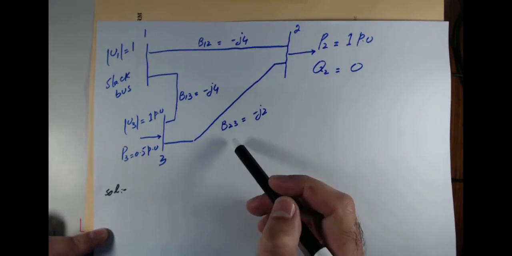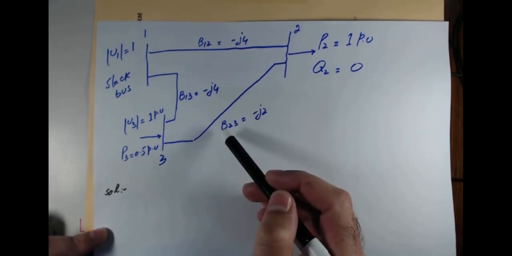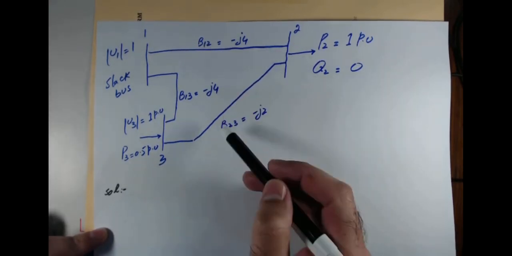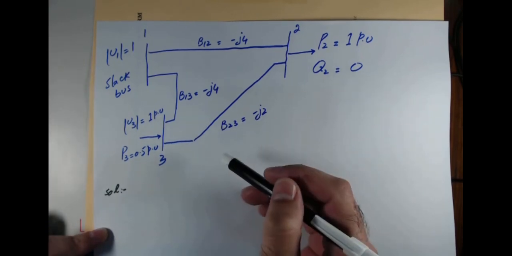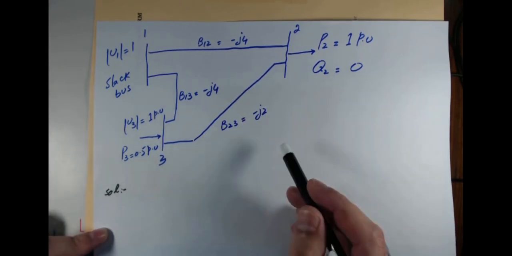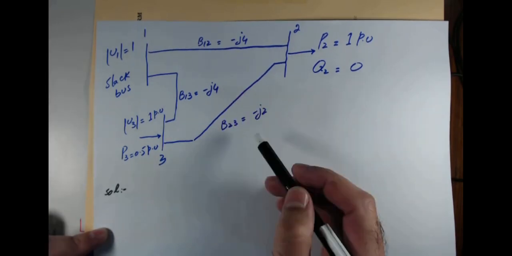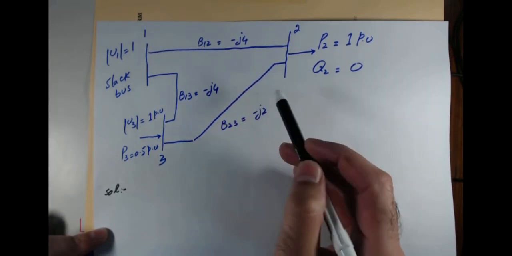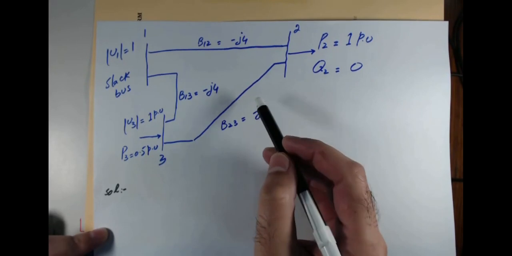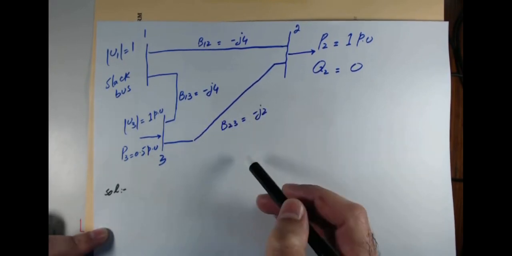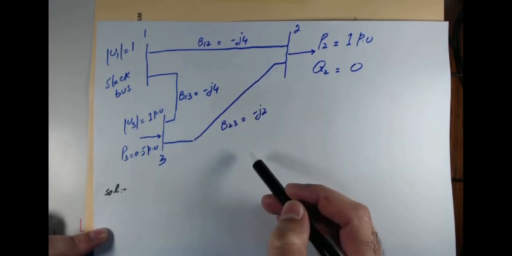All these buses are connected by transmission lines with only susceptances, meaning to say that the conductance is 0. So this is a lossless transmission line. All these are lossless transmission lines with susceptances given. B12 is equal to minus J4, B13 is minus J4, and B23 is equal to minus J2.